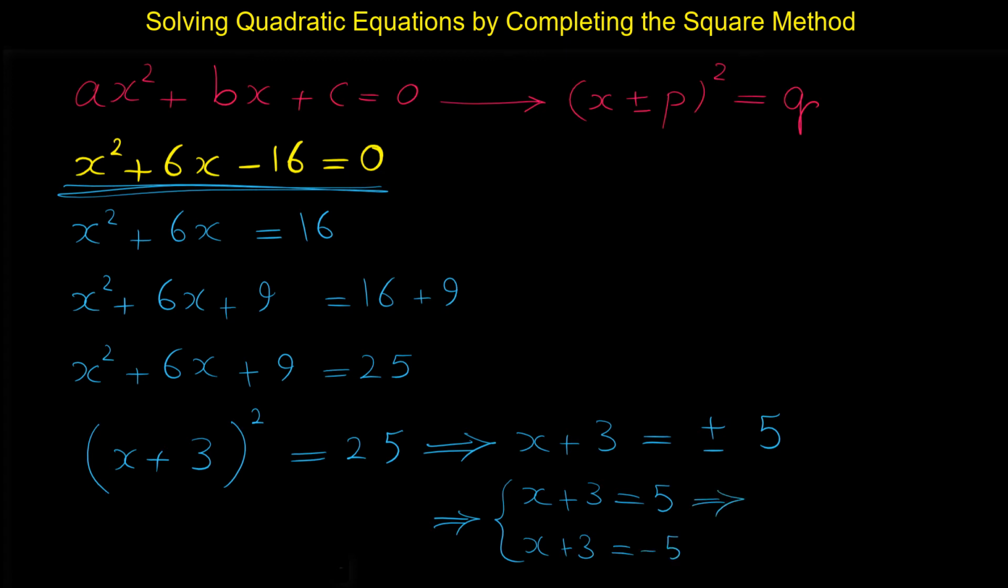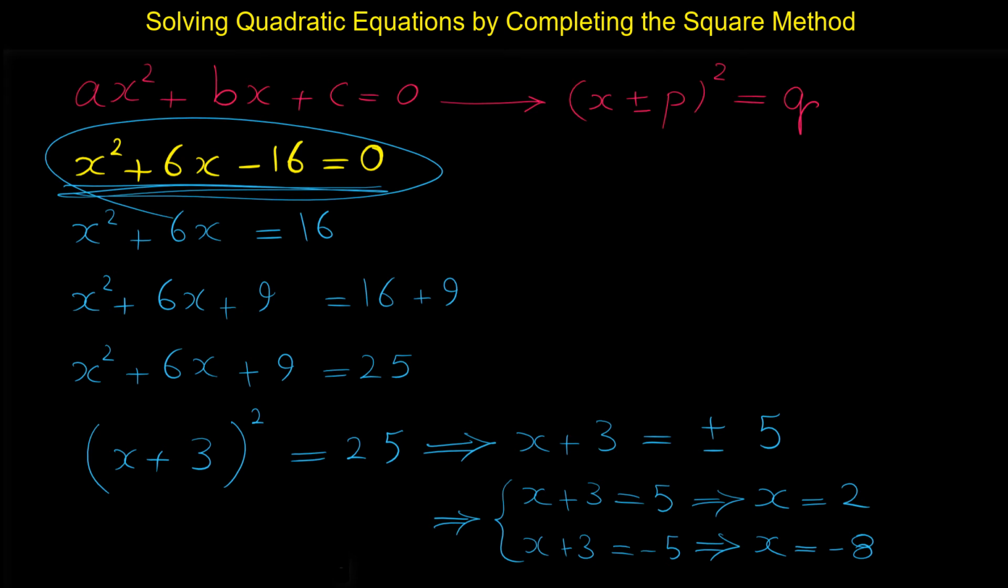In the first equation, if we move this 3 to the other side of the equation, it gets negative 3. 5 minus 3 is 2. So from the first equation, x is 2. And from the second equation, if we move this 3 to the other side, we have negative 5 minus 3. Don't forget, when we move positive 3 to the other side of the equation, it gets negative 3. Negative 5 minus 3 is negative 8. So these are the two answers of this quadratic equation.